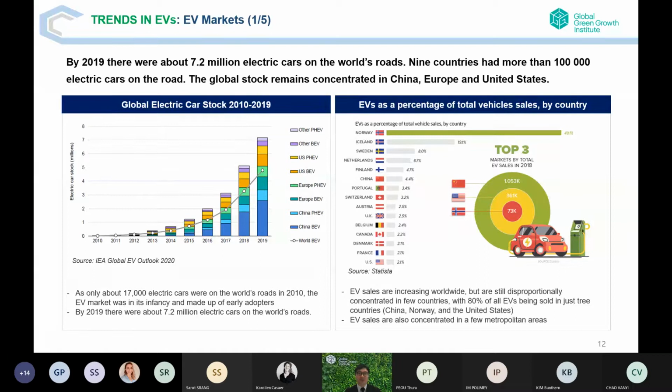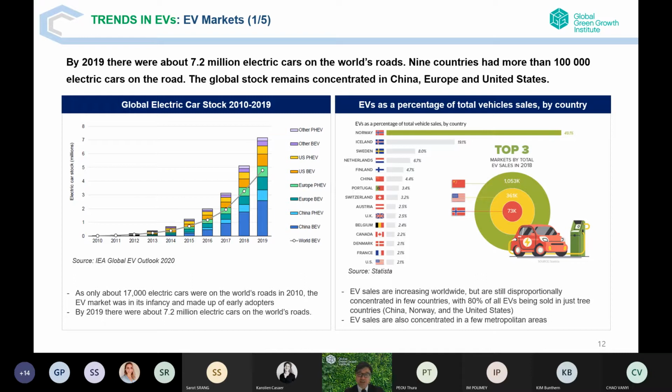But by 2019, there were about 7 million electric cars in the world. So that means the electrification of transportation is a mega trend these days.